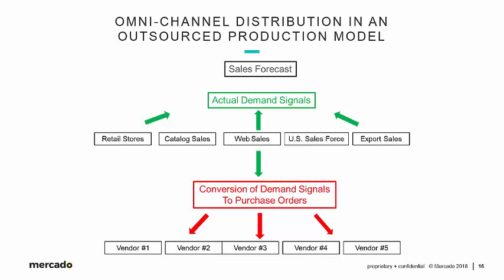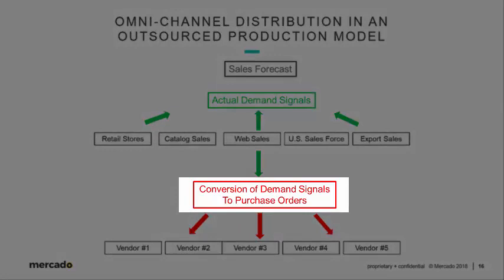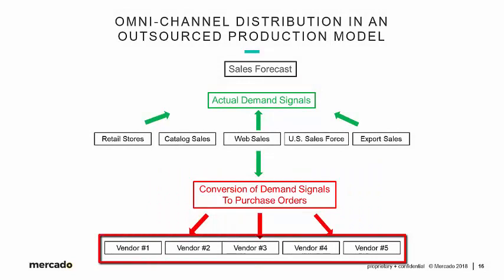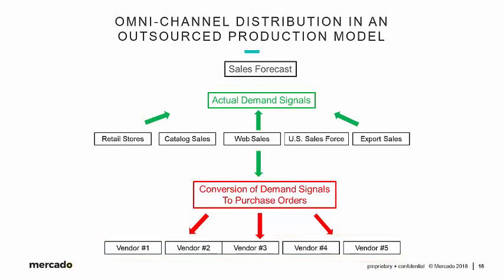Moving down and into red, the trick, of course, is how do we convert those demand signals into purchase orders on our vendors? When we have more than one vendor, in this illustration 5, maybe we have 100 in 10 different countries. How do we convert demand signals, be it a forecast or actual sales, into purchase orders on these vendors, and how do we manage that? That's what supply chain is at the end of the day.